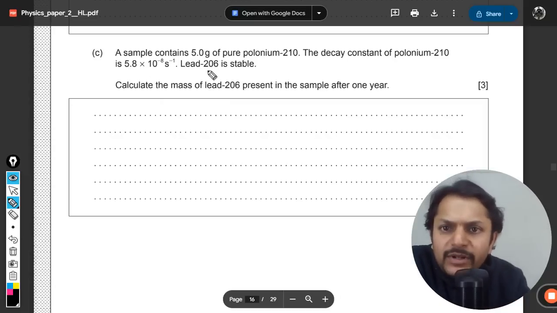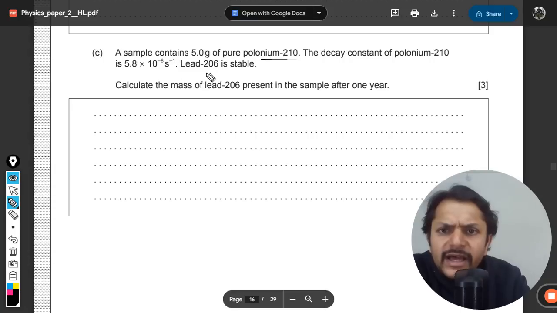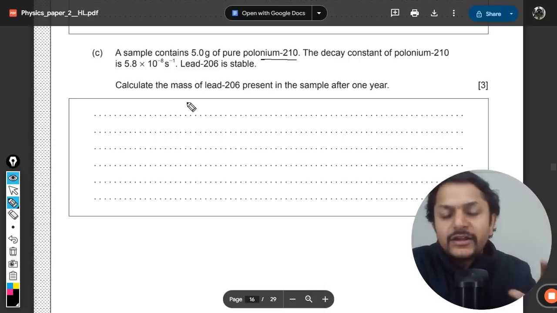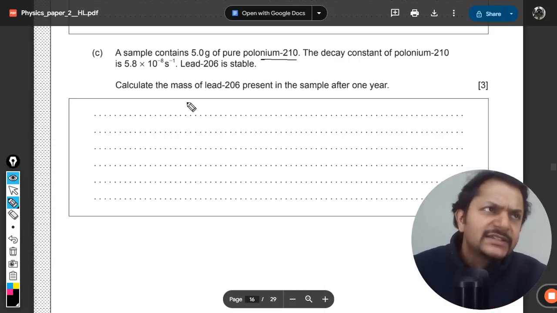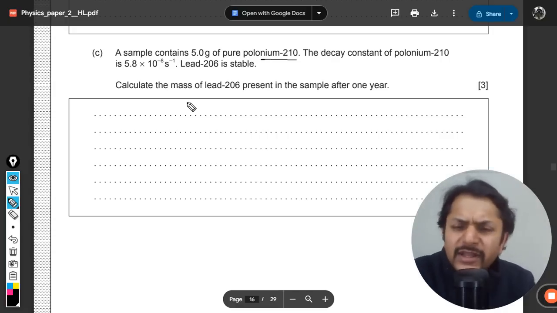Okay, a sample contains 5 gram of pure polonium 210. The decay constant of the polonium is given, that is this, and lead is stable. Calculate the mass of the lead 206 present in the sample after 1 year. Okay, dear students, this question is from the decays, so we can say that it is from topic 12. Yeah, 12.2 or 12.3.